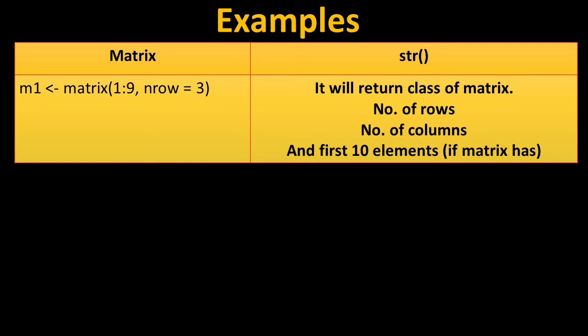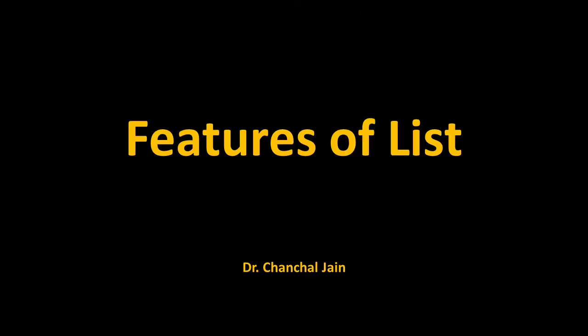Also it will tell us the number of rows, number of columns, and by default it will tell us the first 10 elements of the matrix. Further, I will explain to you the features of the list data structure in R programming.